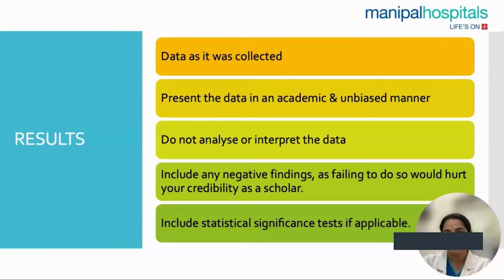So the results basically contain the data as it was collected. Present the data in an academic and unbiased manner. Do not analyze or interpret the data. You should include any negative findings. If you say, I'll give only positive findings and not the negative findings, it will bring down your credibility as a researcher or a scholar. If you have done any statistical significance, include it, but don't analyze or interpret it. Just include it as a part of the results.